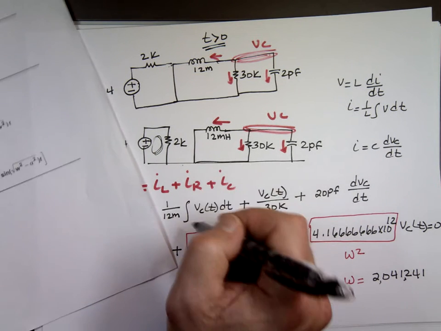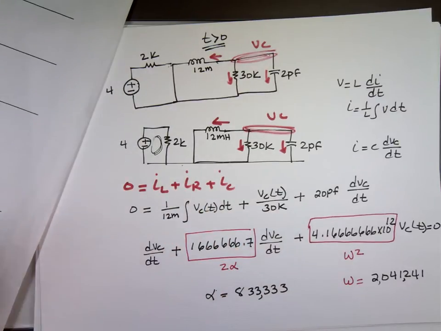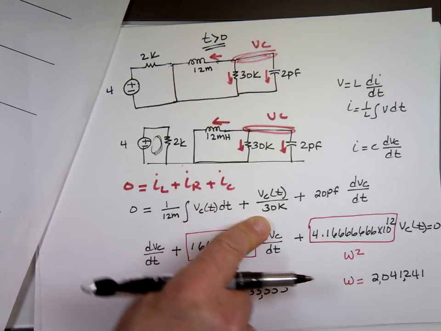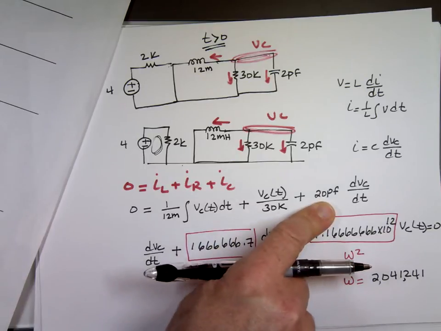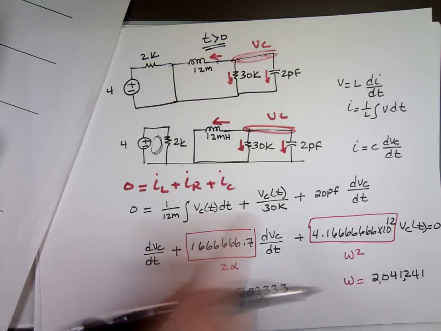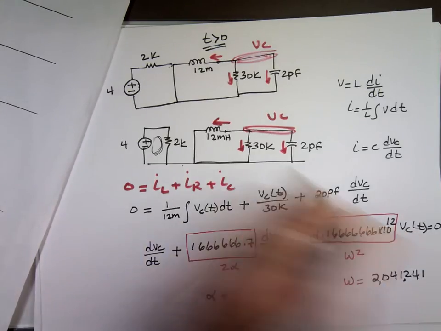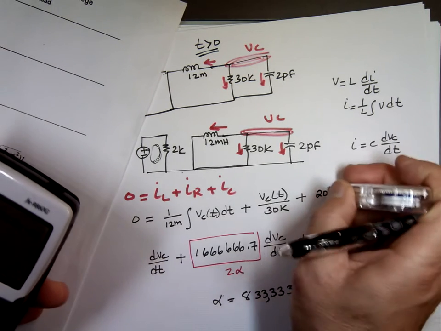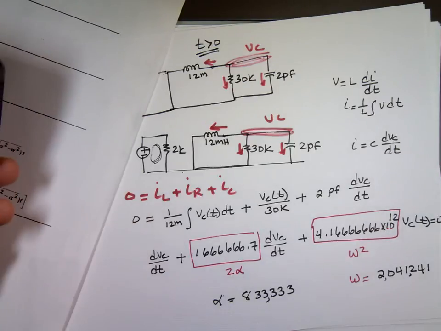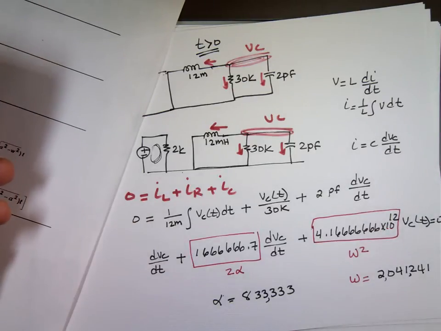1 over 12, is it? 12 millihenry. And this is 30K, right? And this is 2 pico, not 20. Just double check: 1 divided by 30,000, 1 divided by 30 e to the 3. Divide that by 2 e to the negative 12.